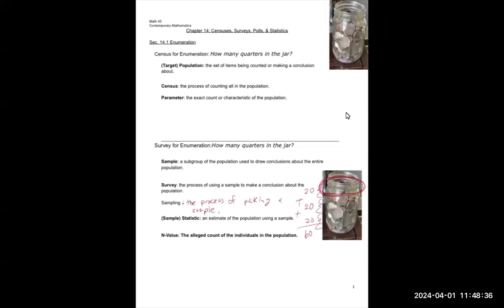And then a statistic is an estimate about the population using the sample. So when I came up with the idea that the total number of jars in there is 60, I came up with that number because of the information in my sample. So they call that number a statistic.